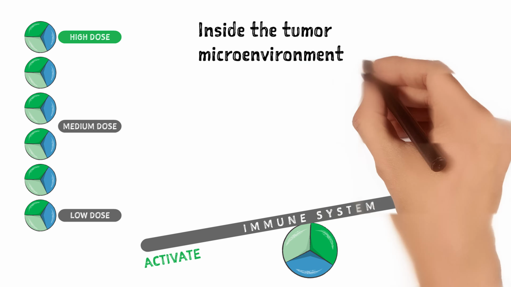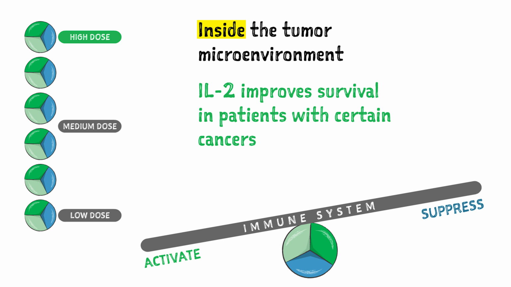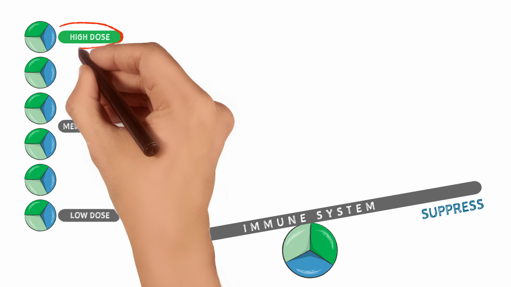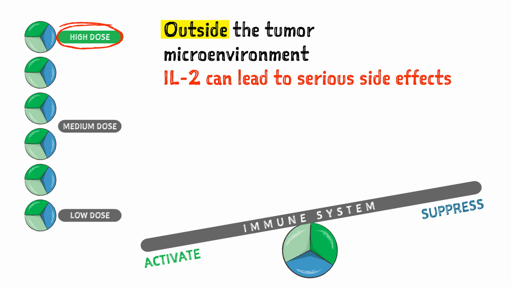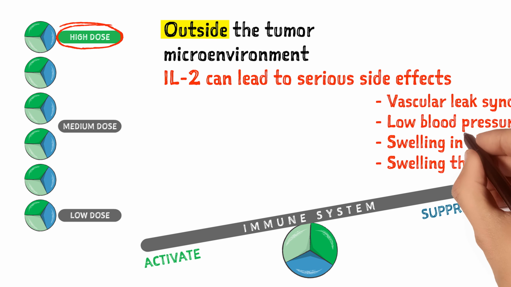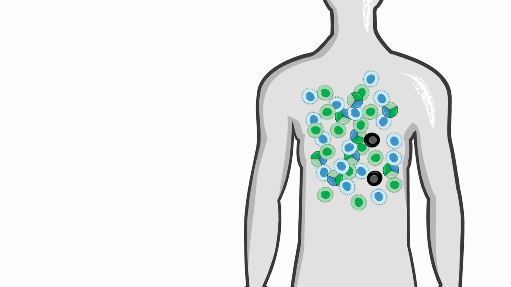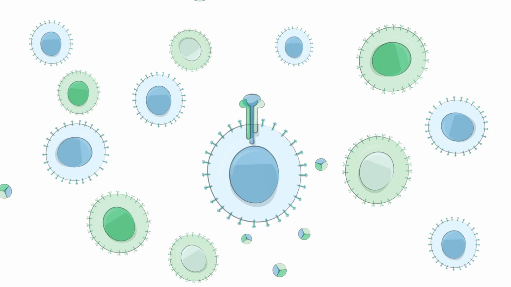When given at very high doses, IL-2 therapy has demonstrated improvement in response rates and survival in patients living with certain cancers. However, giving high doses of IL-2 comes at a cost. Outside the tumor microenvironment, large amounts of IL-2 often cause serious side effects, including vascular leak syndrome, low blood pressure, and swelling in the lungs and throughout the body. Let's see what's happening in the tumor microenvironment.